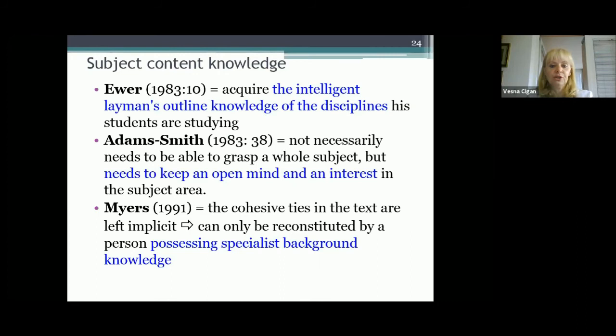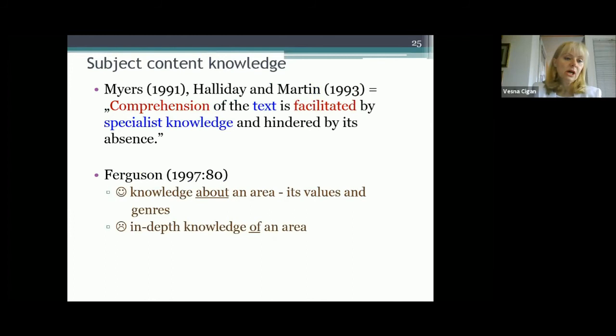Myers, focusing on the text, argued that in a scientific discourse, some of the cohesive ties in the text are left implicit, and they can only be reconstructed by a person possessing specialist background knowledge. Based on our experience, I dare say we can well agree with Myers, Holliday, and Martin, who pointed to the interrelatedness between the text and specialist knowledge, in that comprehension of the text is facilitated by specialist knowledge and hindered by its absence.